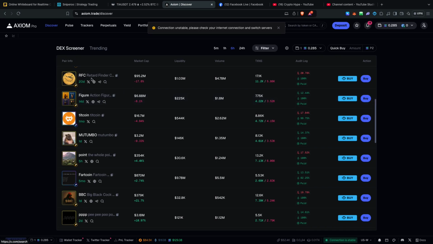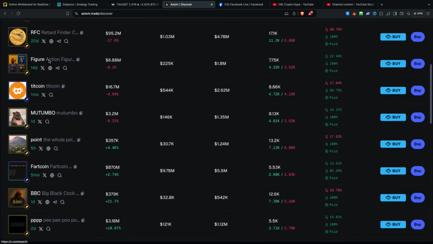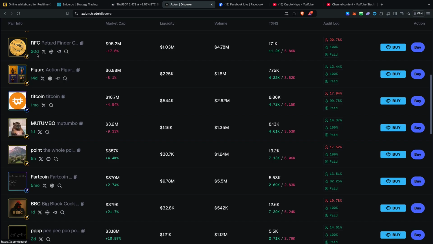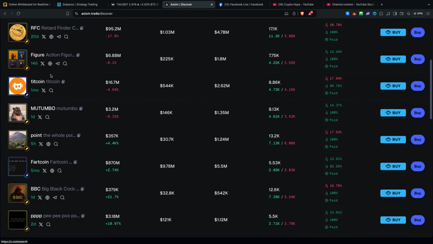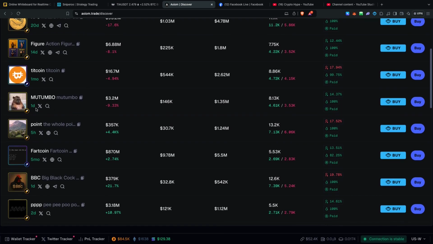Take a look at this one, it is Retard Finder coin, I guess. It's been around for the past 20 days. As you can see right over here, the token age is 20 days. What I usually like going for are the tokens that are freshly created. For example, this one, Mutombo, is like 3.2 million in terms of its market cap.